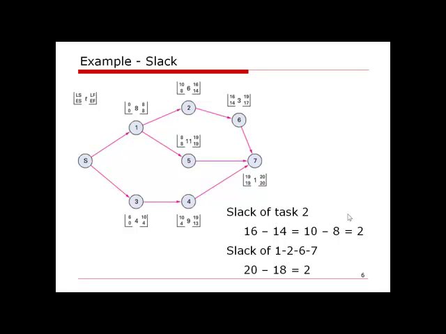For a path, it really depends on the overall time we have. For example, if we remember the critical path, which is path 1, 5, 7, has a total time of 20 weeks. So if we look at the slack for path 1, 2, 6, 7, which has a total time of 18 weeks, we can see the difference is 20 minus 18 equals 2, which is the slack located on the path 1, 2, 6, 7 as well.